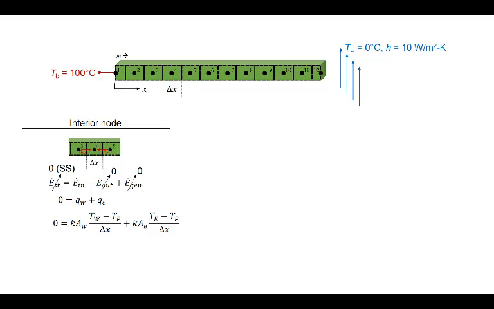Substituting in Fourier's law, and assuming that there is a linear variation of temperature from node to node, results in the following equation. Finally, noting that the area of the west and the east faces are equal, and that the thermal conductivity is equal, and that the node spacing is the same, this equation reduces to the following.